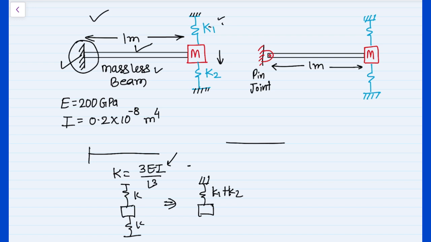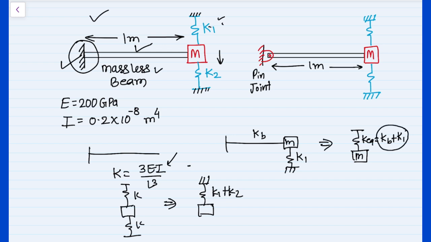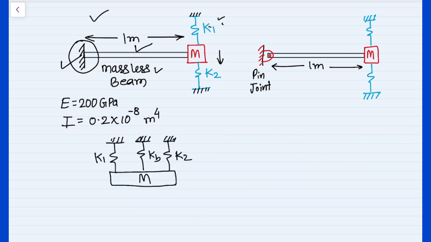Sometimes you will find a problem where the beam is given, one mass is given, and only one spring is given to you. In this case also, this is the stiffness KB and this is the stiffness K1. So I can make a simple equivalent system of this given system where M will remain the same and the equivalent stiffness will be the sum of the two springs, because we know that when springs are in parallel, the total stiffness is simply the summation of the individual spring stiffnesses. For the given case, this would be my equivalent system.